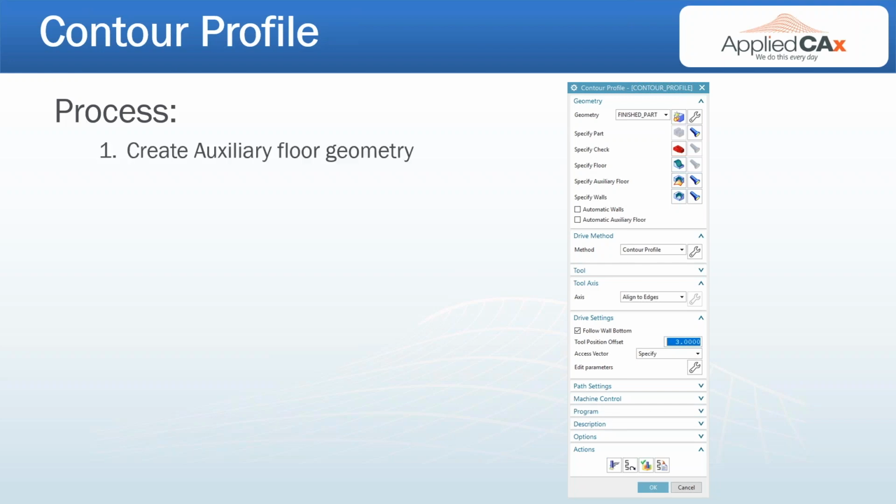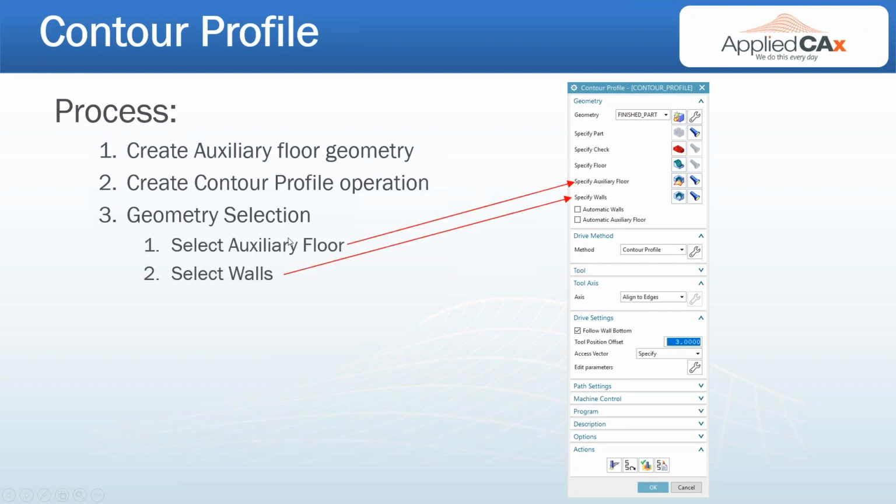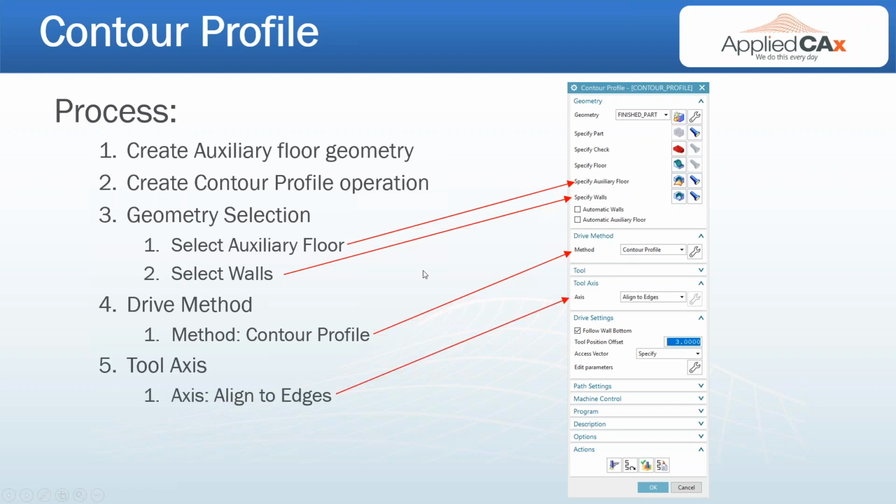So the things to keep in mind here is you're going to need to create an auxiliary floor geometry. It's pretty simple as long as you have the appropriate licenses. And then you just create a contour profile. Make sure your geometry is selected. You're going to select the walls and then auxiliary floor. You're not going to need to select any floor geometry for this operation. And then make sure your drive method is contour profile, because we're just going to drive along that wall. That's the whole point of this operation.